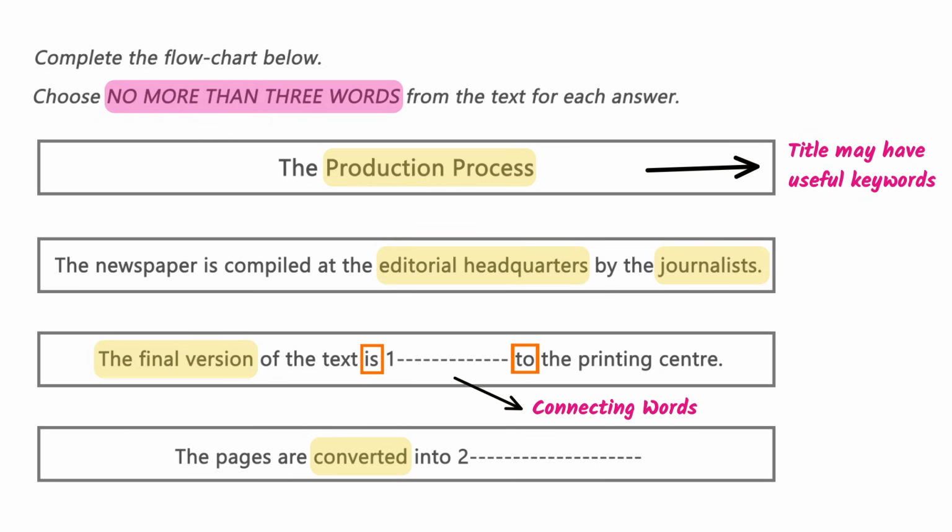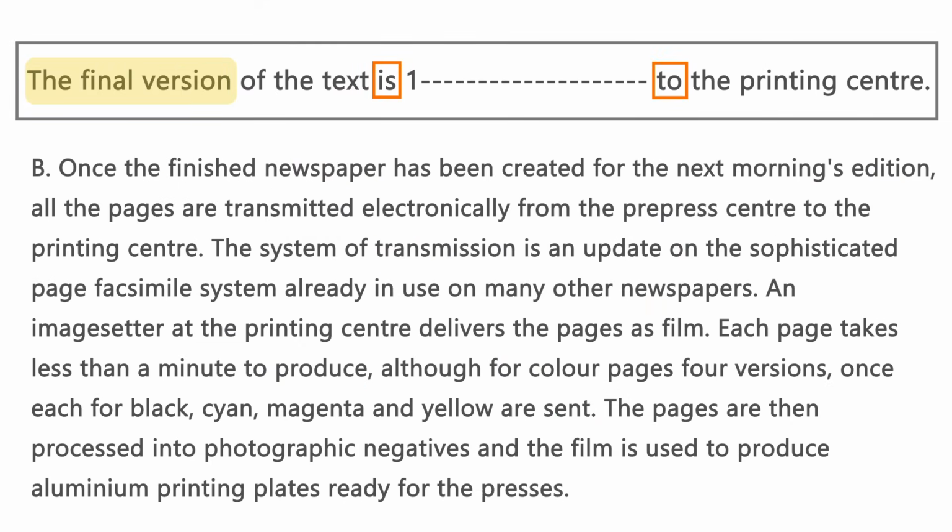Now, what I mean by that, for example, for question number 1, the final version is our keyword. So we look for something related to final version of the text. And in paragraph B, right at the beginning of the paragraph, we find the words finished newspaper. So finished newspaper is the synonym for final version. Once we find this keyword, we are 90% sure that the answer is in this sentence or the next sentence. So we read this sentence very carefully.